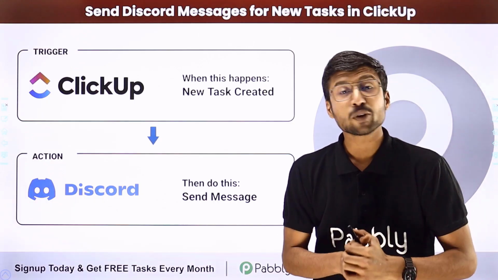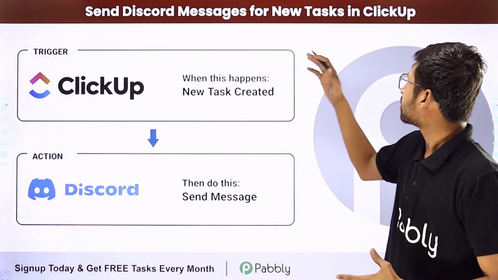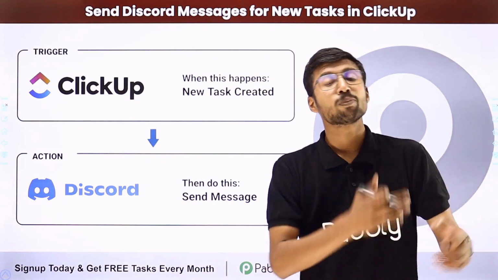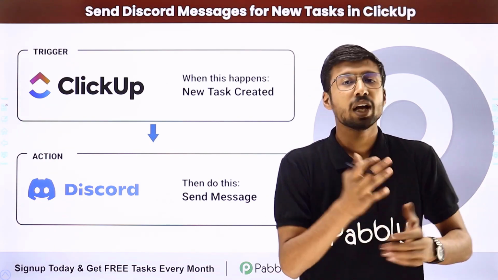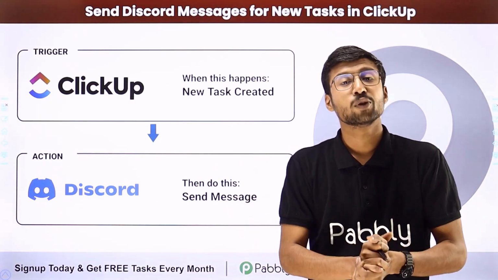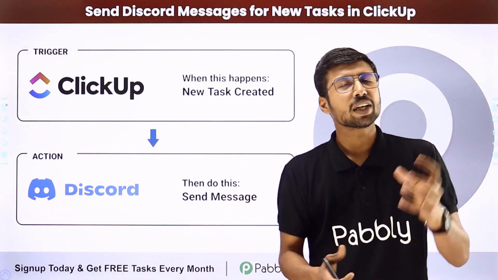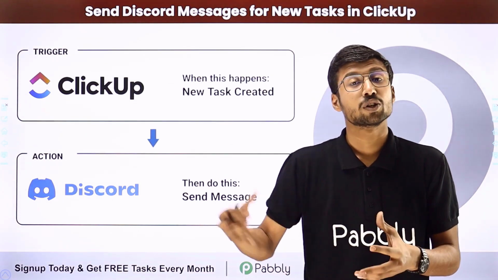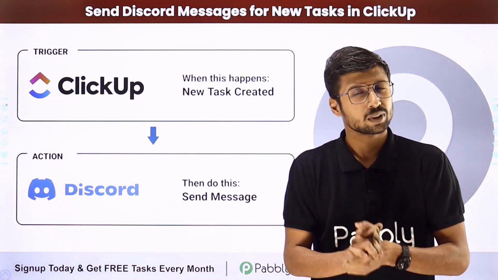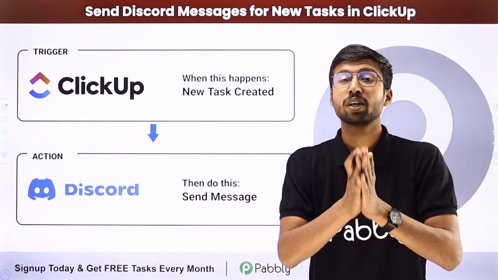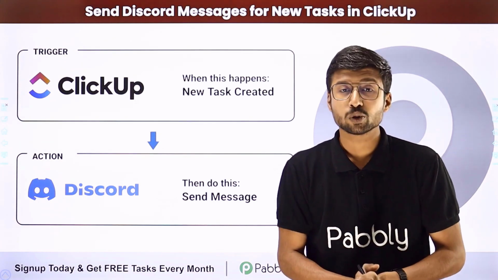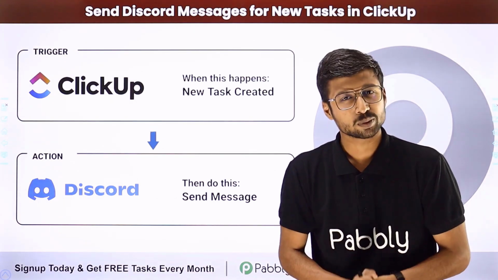So in this video, we are going to learn how to send Discord messages for new tasks in ClickUp. Now suppose guys, you are using ClickUp to manage all the tasks related to your work and you use Discord to communicate with your team. Now you want that whenever a new task is created in ClickUp, you share the same task details on your Discord channel as a channel message. But guys, Discord and ClickUp don't have any direct connection between them. So let me tell you how using Pabbly Connect's automation, you can automate this process.